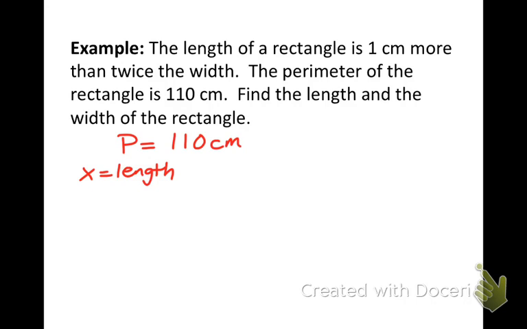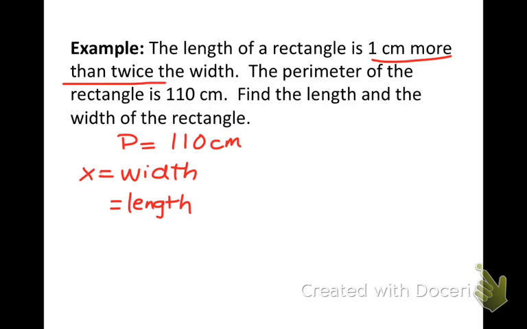Yeah, I would do it the other way around, right? Because your length has more things going in it. So let's make x represent the width. Because my length is equal to what? Well, what does it say up here? 1 centimeter more than twice the width. Well, if we said width was x, what does that look like as an expression? 2x plus 1. Good, Andrew. So 2x plus 1 is equal to my length.